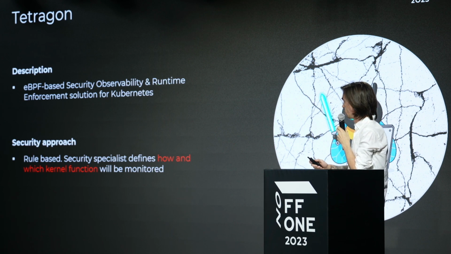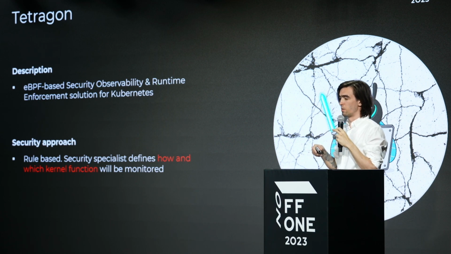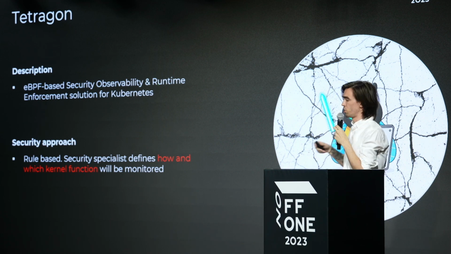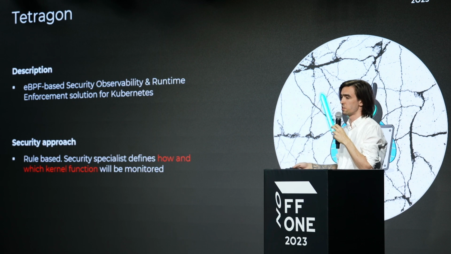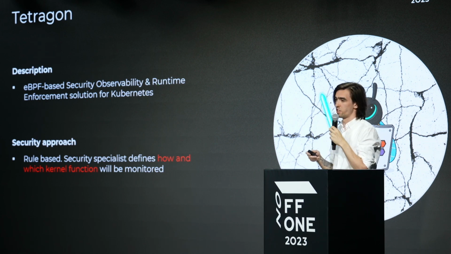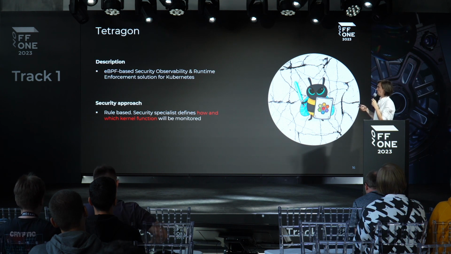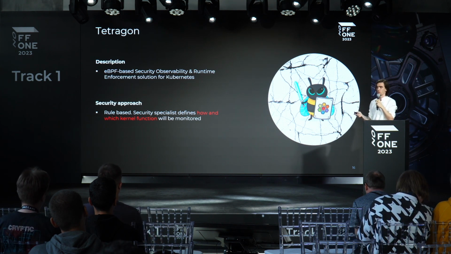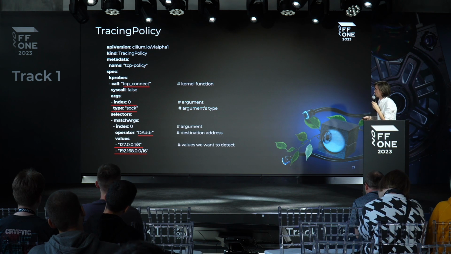Right, so let's deep dive into Tetragon. It's an eBPF based solution. They position it as an observability and runtime enforcement solution for servers. So this solution can protect Linux-based servers as well as containers and Kubernetes. By default, it registers only the startup and the stop. Everything else should be described by the policy specifying the kernel functions that will be monitored.